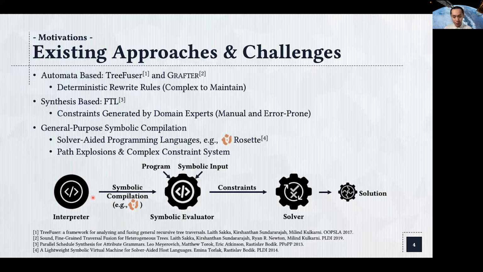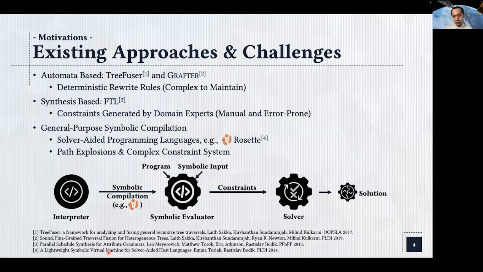Such a procedure lifts the concrete interpreter from the concrete level onto the logical level. In particular, given a program which corresponds to a tree traversal, as well as a symbolic input, which corresponds to the example tree, a symbolic evaluator can further compile the whole program into logical constraints automatically, which can be handled by off-the-shelf solvers to get a solution.